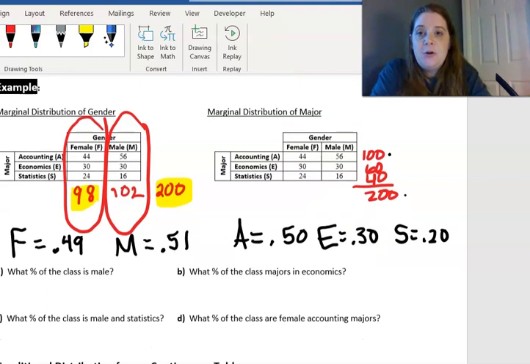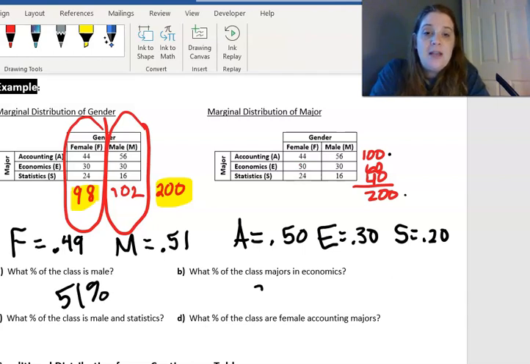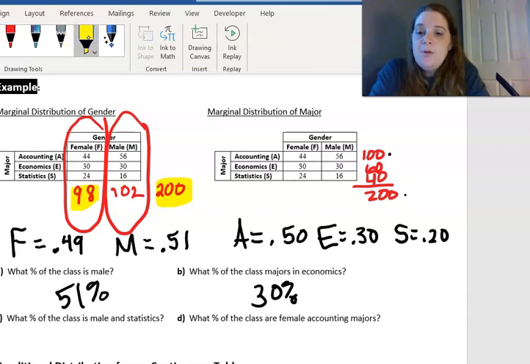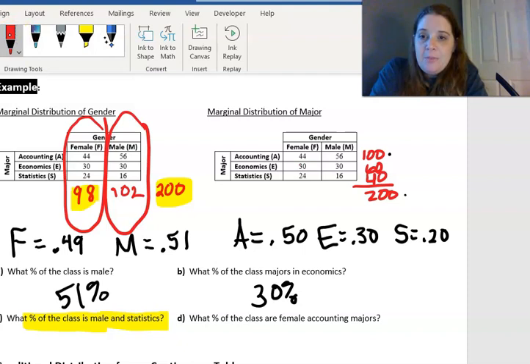I need to be able to answer questions like, what percent of the class is male? That would be 0.51, so 51%. What percent of the class majors in economics? That would be 30%. Here I have a question that says, what percent of the class, so out of that 200, is male and statistics? So I'm going to go up here. Out of the 200, how many were male and studying statistics? That's 16 out of 200, so we're talking about 8%.